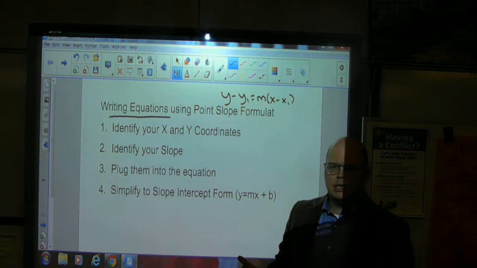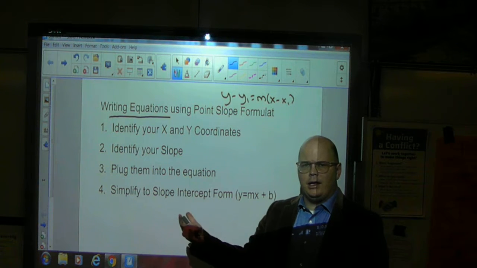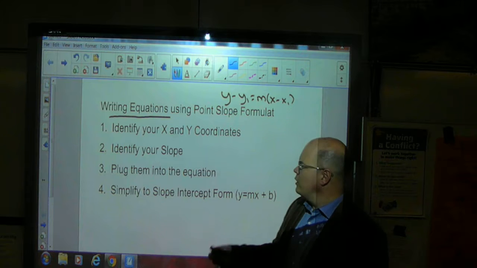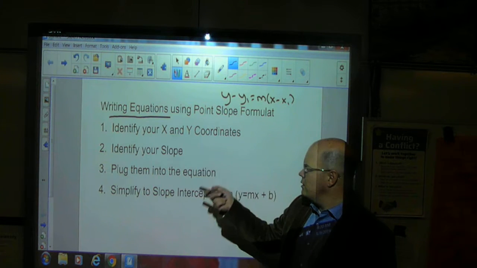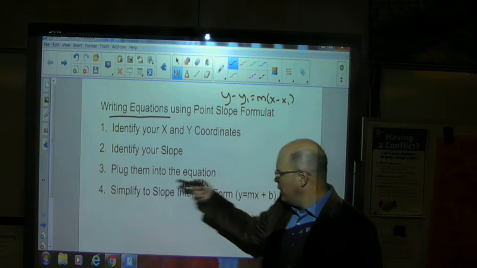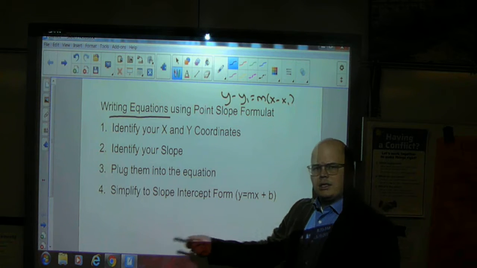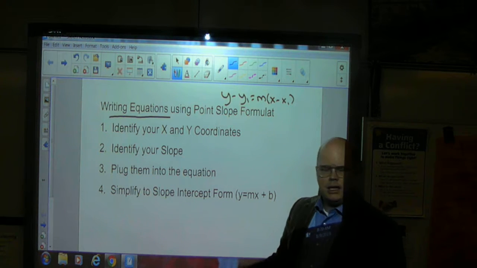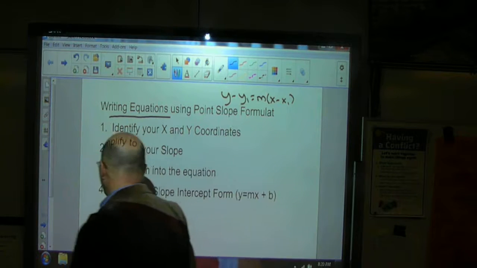Okay? And basically, to take a point on a line, and if you know the slope, all you need to do is identify your x and y coordinates, identify your slope, plug them into the equation, and then we're just simplifying from there on out. So let's take a look at what that looks like in practice.